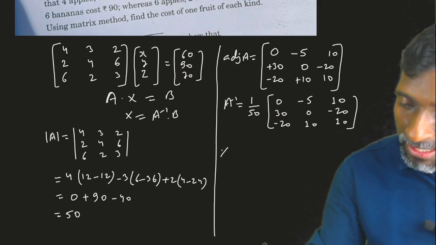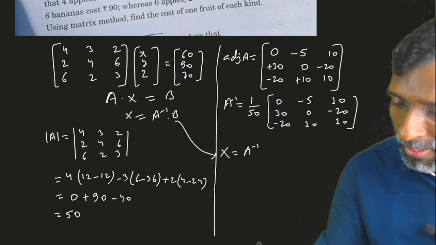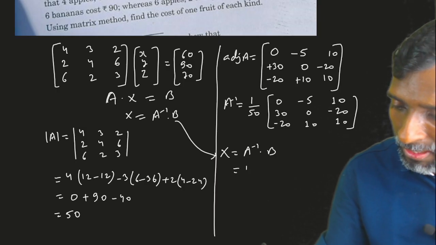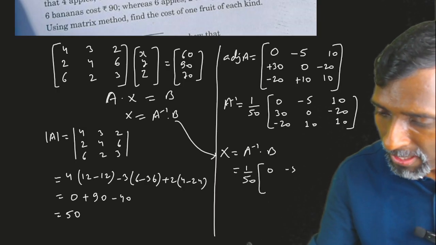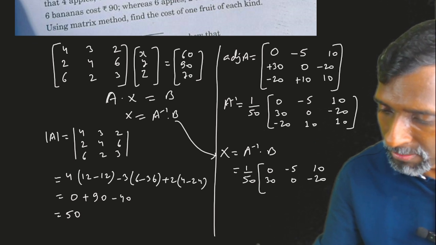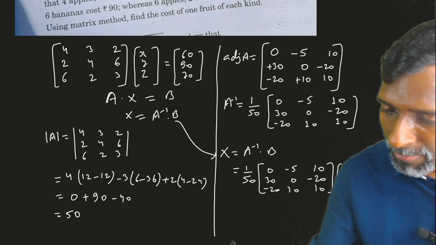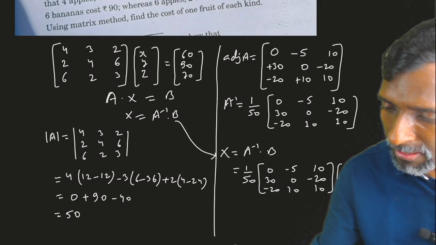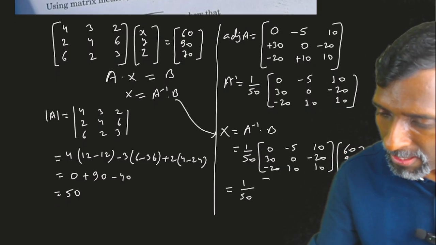Now X can be written as A inverse multiplied by B. So we can multiply it with the matrix B. So it is 0, minus 5, 10, 30, 0, minus 20, minus 20, 10, and 10, and multiply with the matrix 60, 90, 70. So it is 1 by 50, and we are multiplying it.